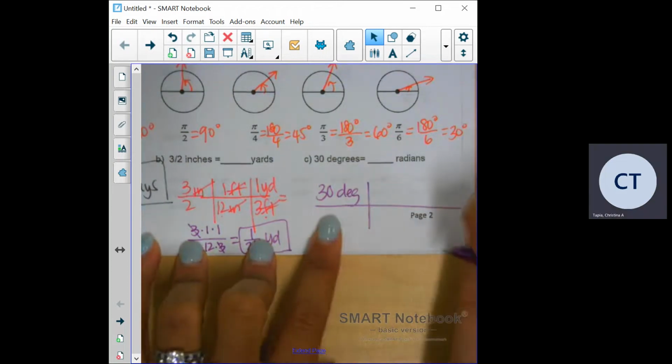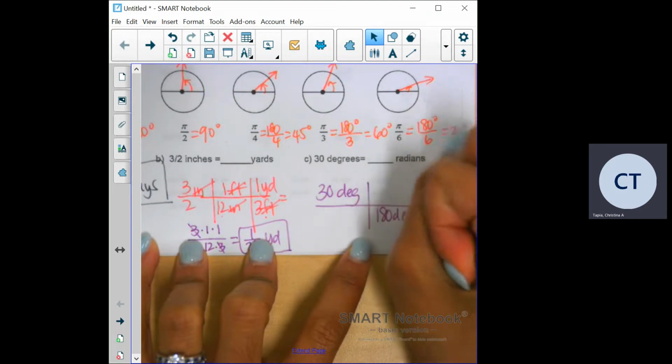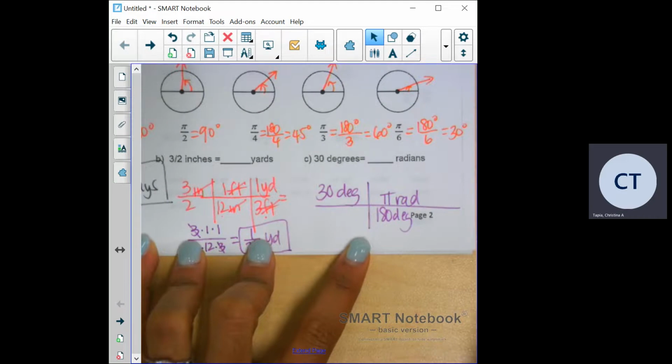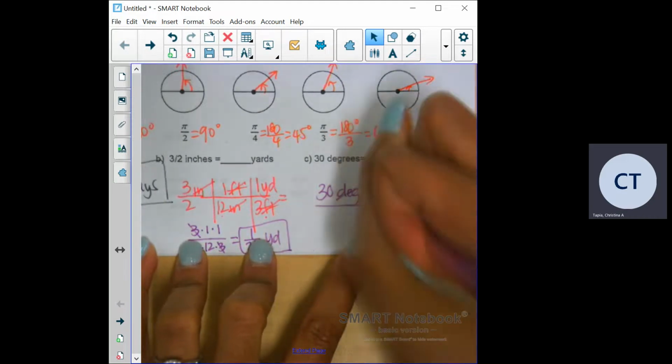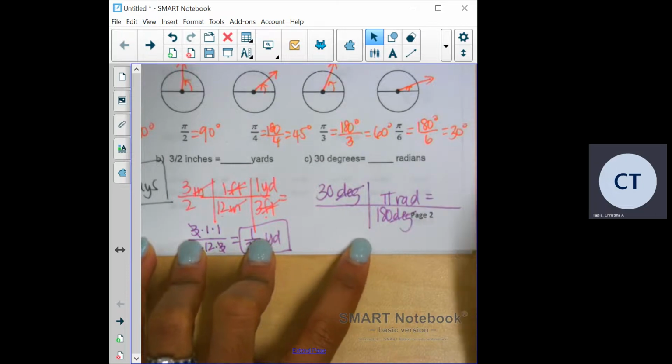So for this guy, 30 degrees. Okay, so Jorge said there are 180 degrees in pi radians. I already know it's pi over 6, but I need to show it mathematically. The degrees cancel. I technically have 30 over 180.